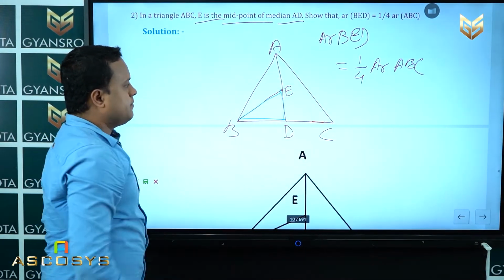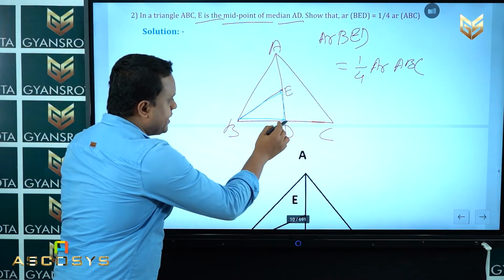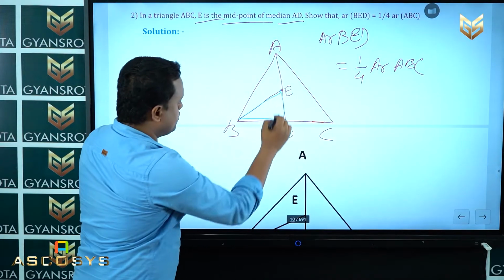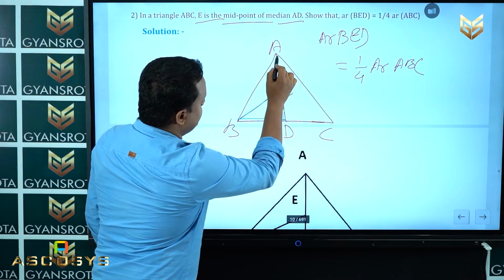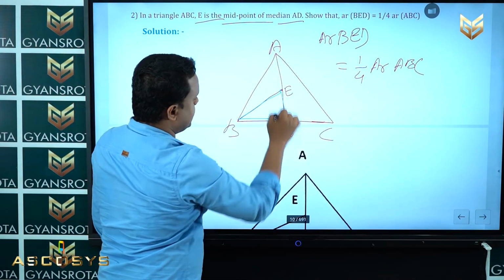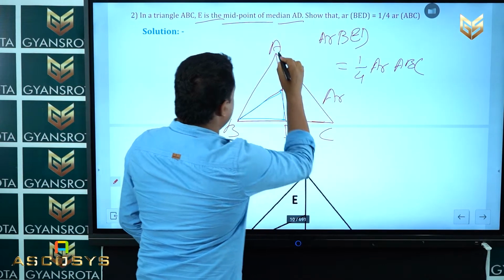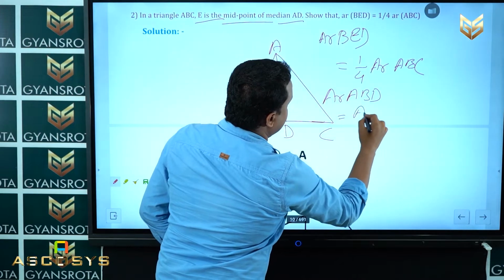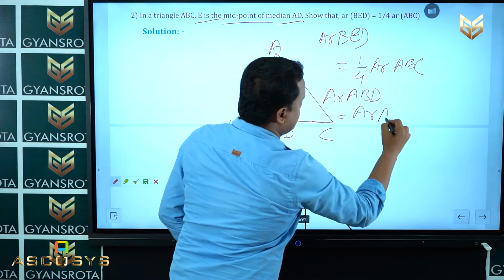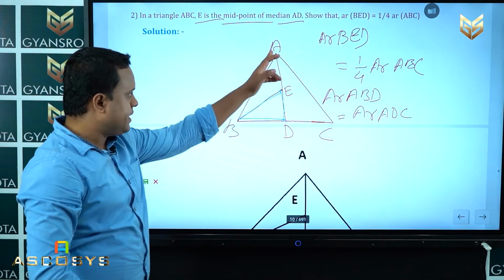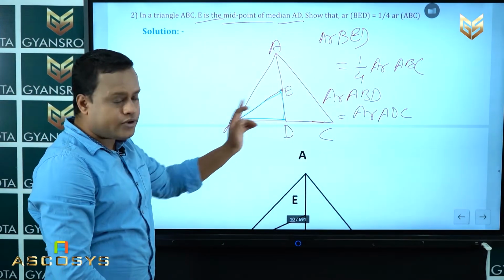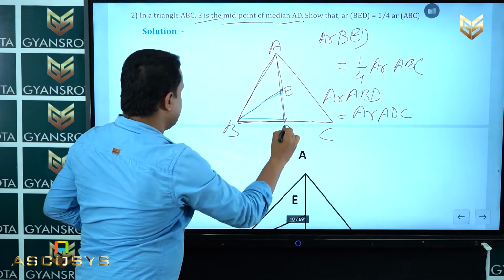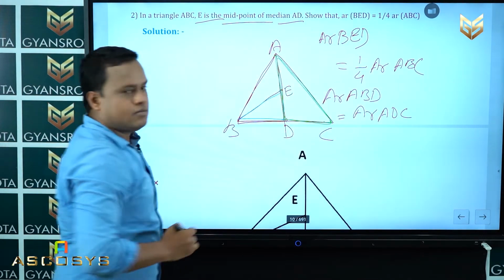Okay. So, here this is quite simple. This is the median of triangle ABC. We can write area of these two triangles, ABD equals area of this triangle ADC, because AD is the median. So, we can write area of ABD equals area of ADC, because the median divides the triangle into two triangles of equal area.